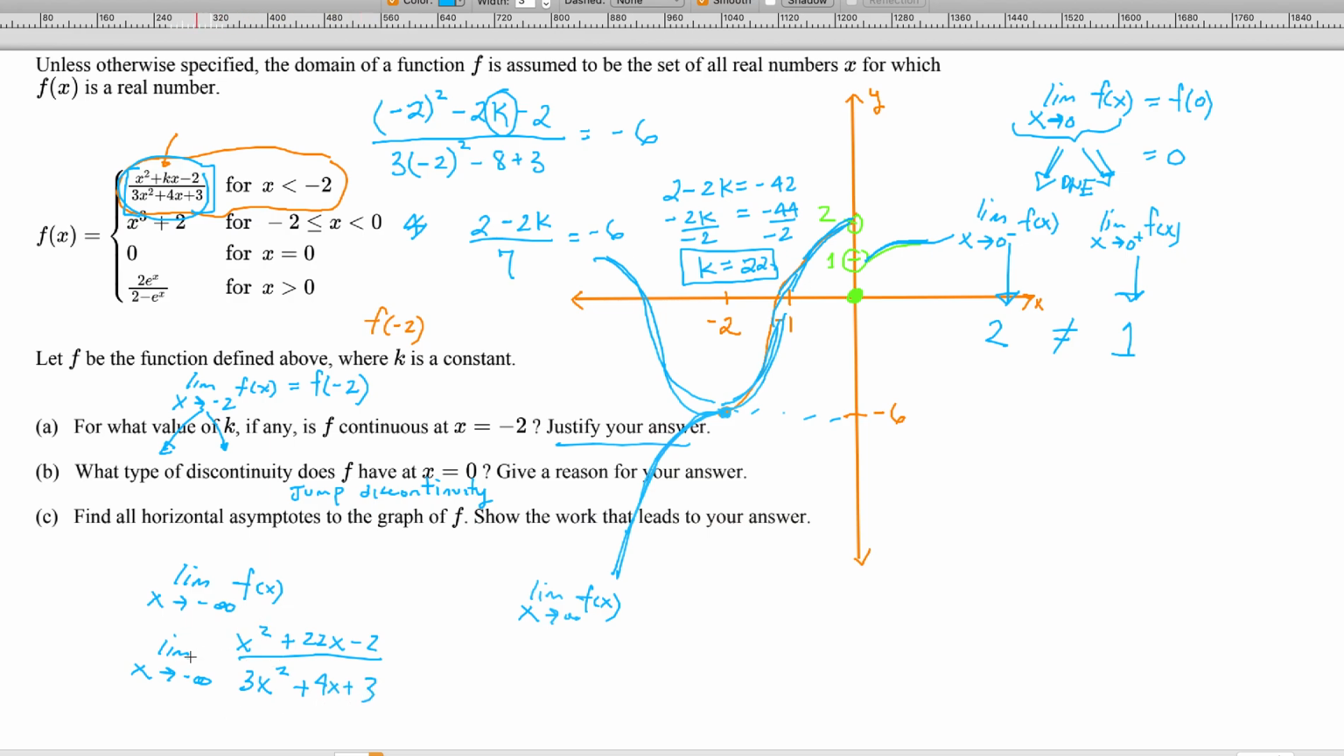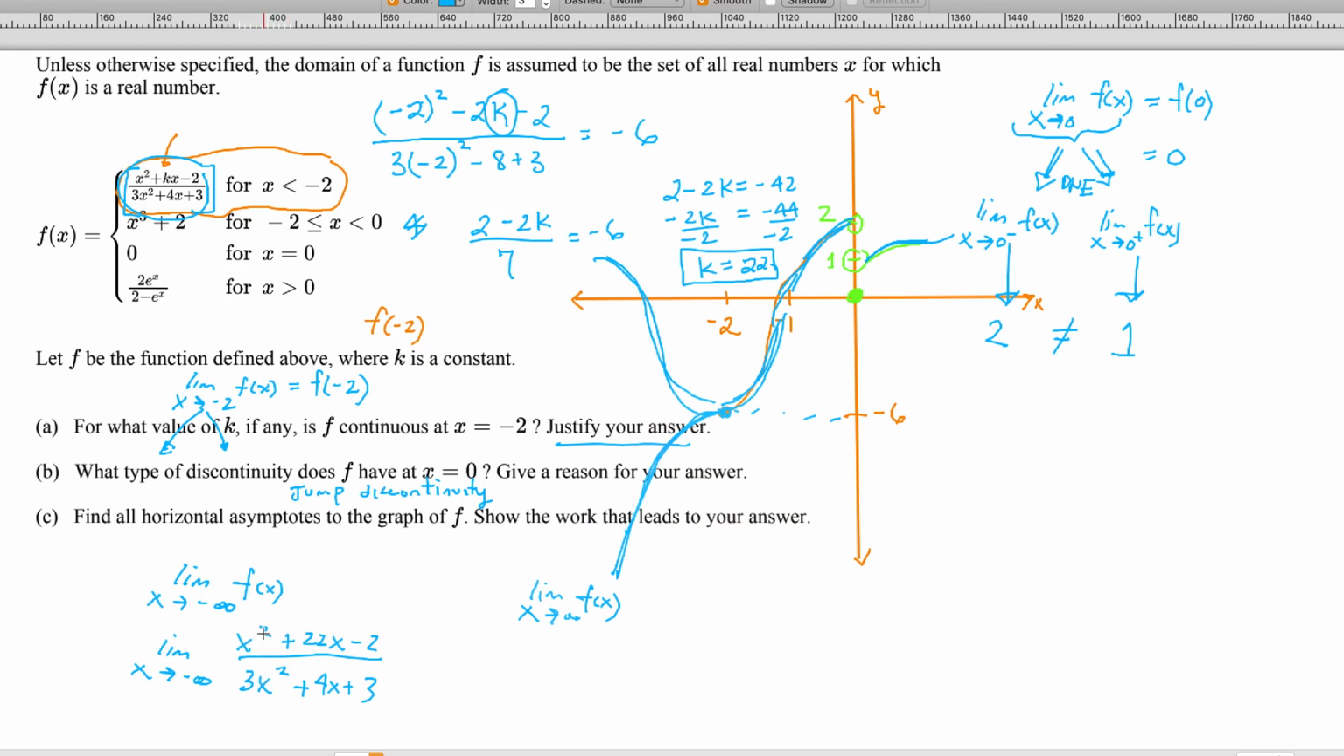Basically, for the limit as x goes to positive infinity or negative infinity of a rational function, this is a rational function. That's the division of 2 polynomials. This is a polynomial on top, this is a polynomial on the bottom. A rational function is the division of 2 polynomials. The highest exponent on top is 2, and the highest exponent on the bottom is 2.